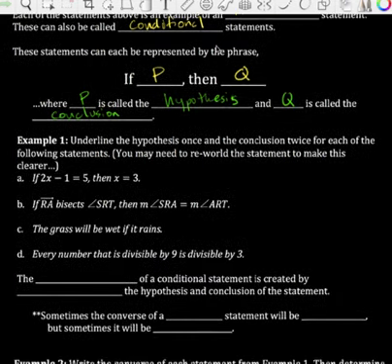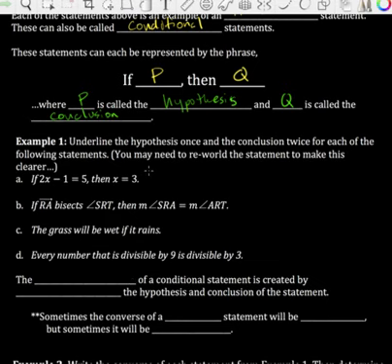So let's look at a quick example where we're going to try and identify some hypotheses and conclusions in some if-then statements. All right? So to start, we have if 2x minus 1 equals 5, then x equals 3. So if we think about this statement as if P, then Q, what's the P part? What's the hypothesis? It's pretty easy to pick out. It's this idea that 2x minus 1 equals 5. The conclusion, which would be the thing that would be true once the hypothesis turns out to be true, in this case, is that x would have to equal 3.